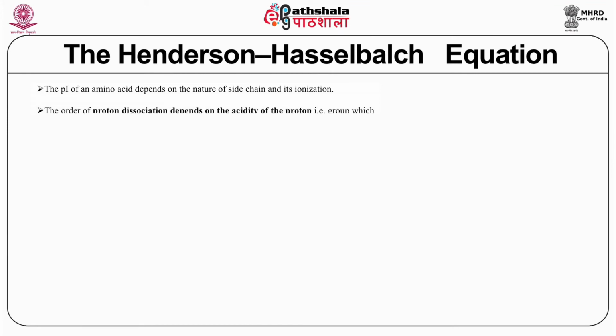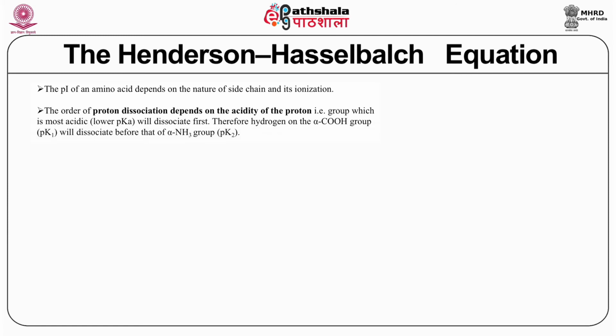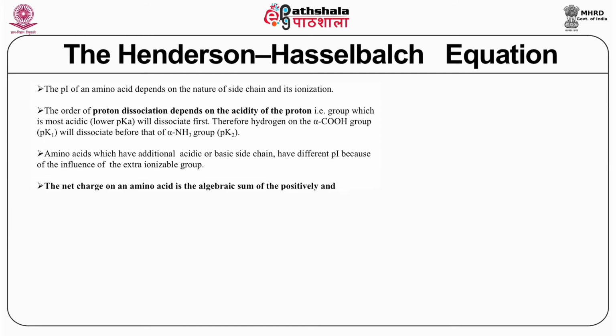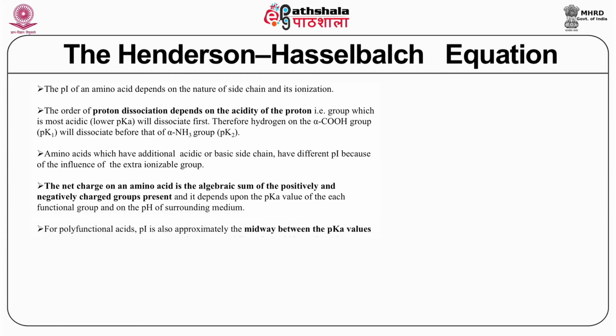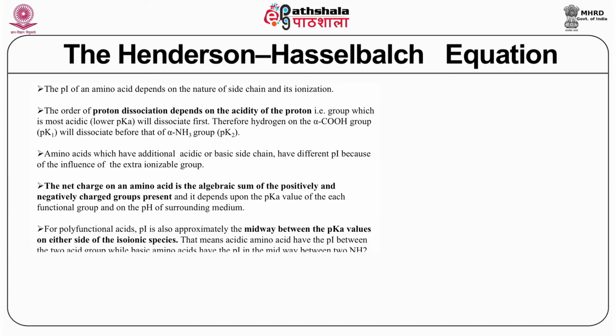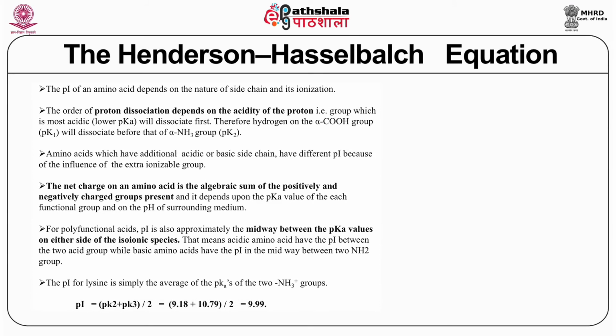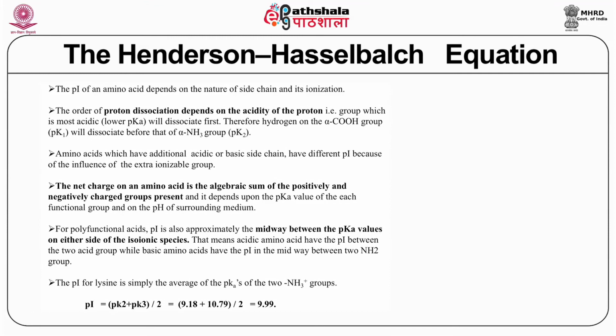Glycine is a simple amino acid with only 2 chargeable groups, so there is no problem. But if the amino acid has an additional chargeable group on the side chain, that is R, then you will have another charge. The net charge on the amino acid is the algebraic sum of the positively and negatively charged groups present, and it depends upon the pK of each functional group in the surrounding medium. A polyfunctional amino acid is slightly different.